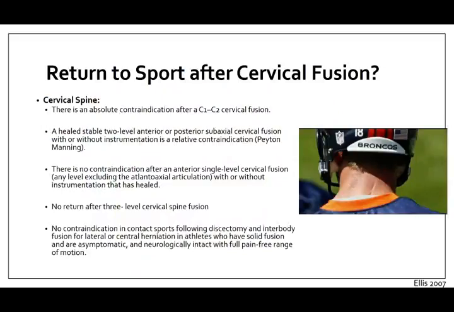So one of the big things is if you have a cervical fusion, what's the return to sport like? Well, Ellis in 2007 came up with these rules for the cervical spine following fusions. There is an absolute contraindication of returning to sport after a C1, C2 cervical fusion. So we're talking about axial fusions here. This is kind of a no-brainer. If someone has a C1 or C2 fracture or a dens fracture, they've got some crazy instability. Especially if they got the fracture in their sport, you want to make sure that they don't return to that sport.